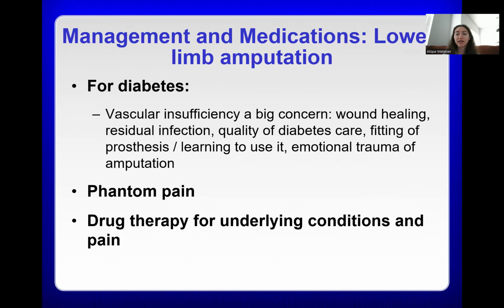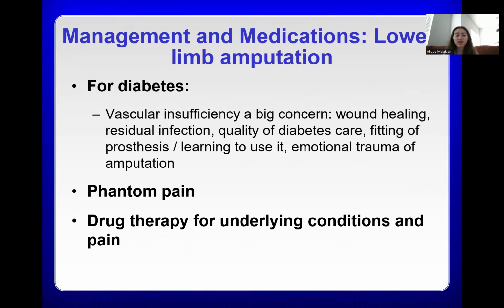And now, what's the management and the medication for lower limb amputation? Well, for diabetes patients, if they have had an amputation, it's usually because there was vascular insufficiency. There were some issues with enough nutrients being delivered to that limb, and that's why they had to amputate. So that's a big concern. Concerns that stem off of that are wound healing, residual infection due to the amputation, the quality of diabetes care, fitting of the prosthesis and learning how to use it, and emotional trauma of amputation.